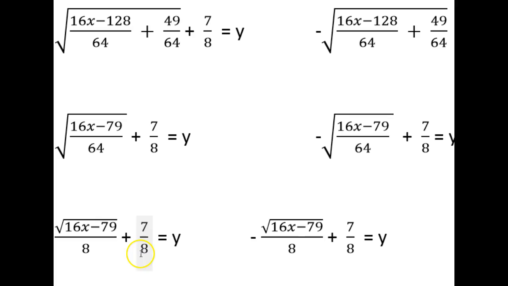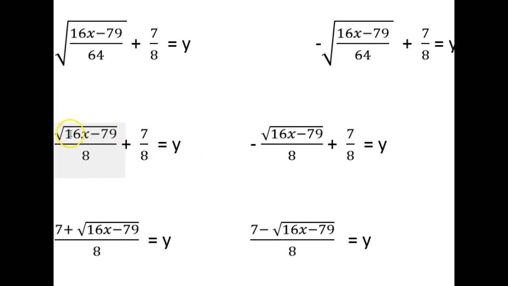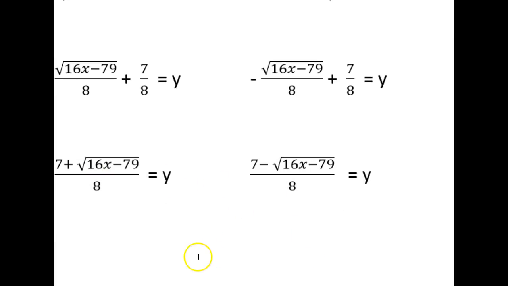Now we have two fractions, same denominator. We can combine those. And so you would have 7 plus that square root over 8. And that is what you can type into your calculator. Now on the other side, we had that negative coming down all the way. And so it would just be 7 minus that same exact numbers there. And that is how you would type it into your calculator then to get the graph of that parabola that opens left and right.